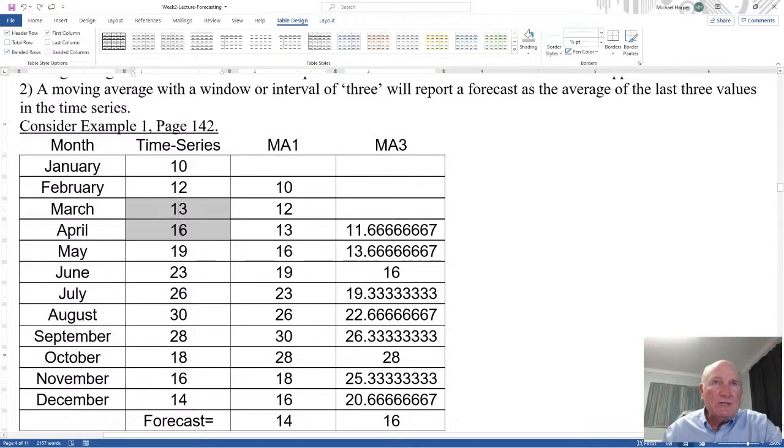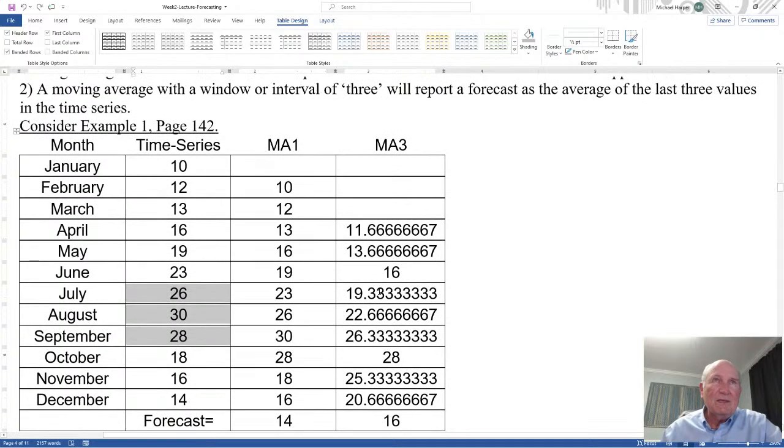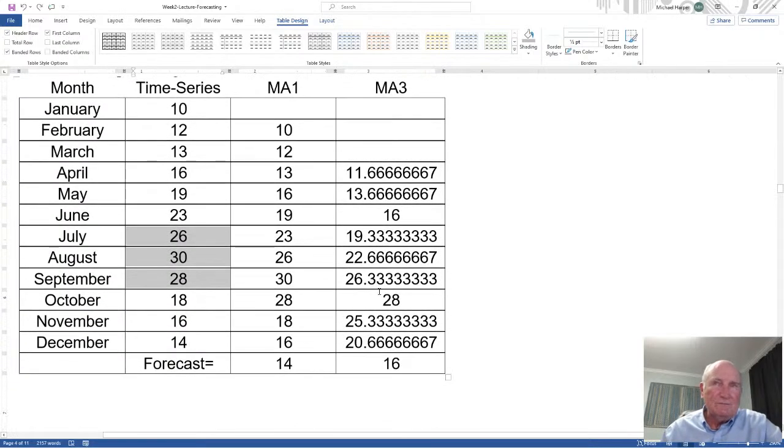If I do March, April, May, the average of those 3 numbers is the forecast for June, and you keep moving down. So I can have a moving average with a window of 1, which is naive, a window of 2, average 2, a window of 3, average 3. If I want the forecast for October with an MA3, how do I do that? I look at the last 3 values in the time series, 1, 2, 3, and average those 3 numbers. That's my forecast for October. That's all there is to it, and that's how simple it is. So that's a moving average with a window or an interval.